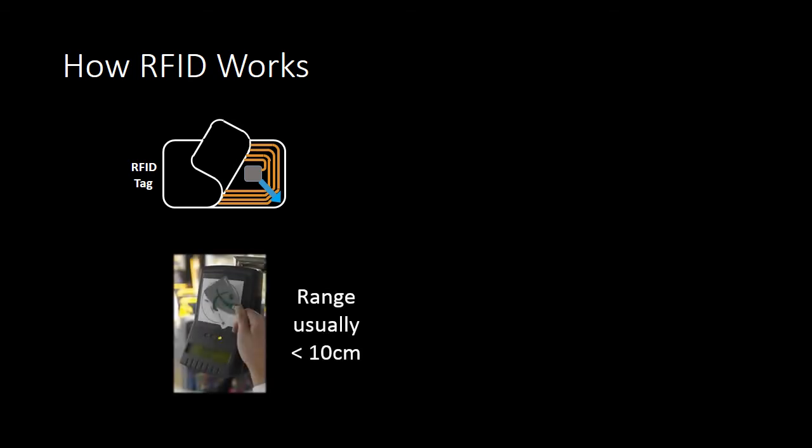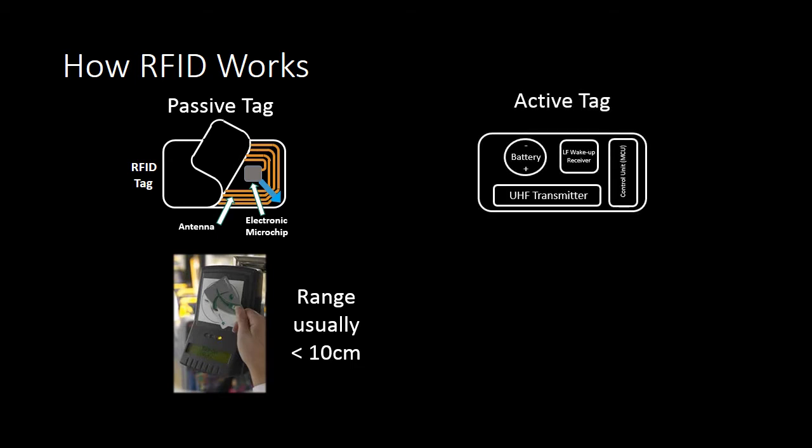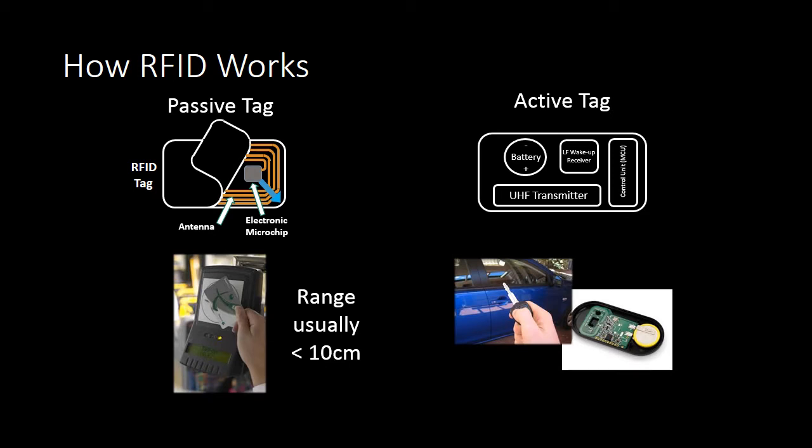Unlike RF tags, RFID tags work over much shorter distances, usually less than 10 centimeters. Simple RFID tags are described as being passive, which contain just an antenna and a microchip. They work entirely by responding to the radio waves from the reader, which powers the chip in the tag and also initiates the communication. There are also active tags which have a battery and some more advanced chips.